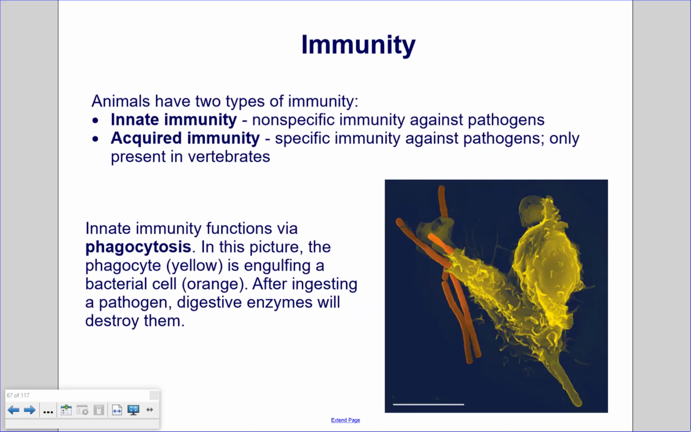Immunity. Animals have two types of immunity: innate immunity, which is non-specific immunity against pathogens, and acquired immunity, which is specific immunity against pathogens, and it is only present in vertebrates. Innate immunity functions via phagocytosis. In this picture, the phagocyte in yellow is engulfing a bacterial cell in orange. After ingesting a pathogen, digestive enzymes will destroy them.